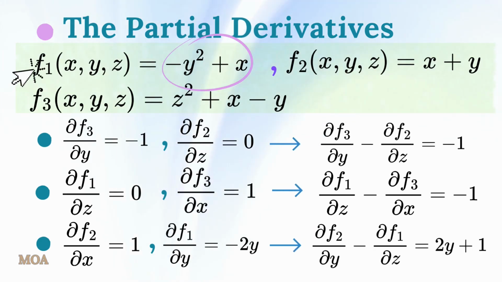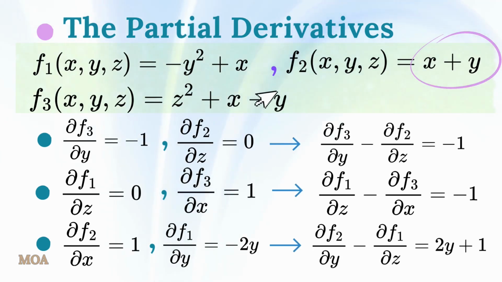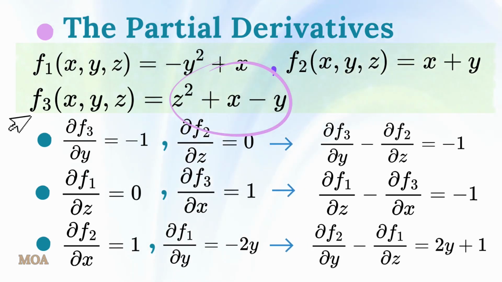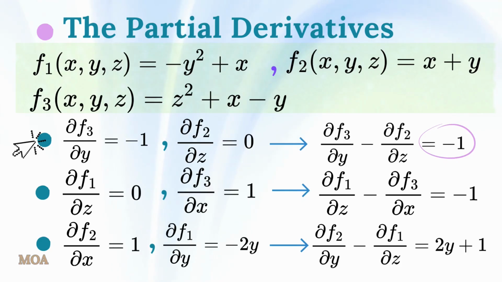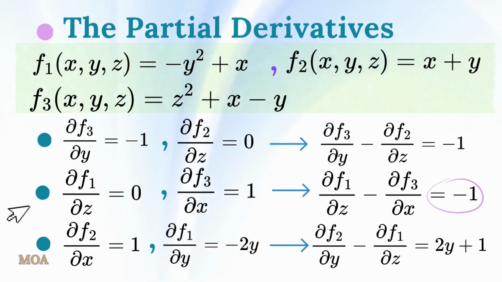We recall that f sub 1 equals negative y squared plus x, f sub 2 is defined by x plus y, and f sub 3 equals z squared plus x minus y. For the i component, the partial of f sub 3 with respect to y is negative 1, and the partial of f sub 2 with respect to z is 0. So the first component of curl f is negative 1. For the j component, differentiating with respect to z gives 0, minus the partial with respect to x, which is 1. This yields the second component equal to negative 1.